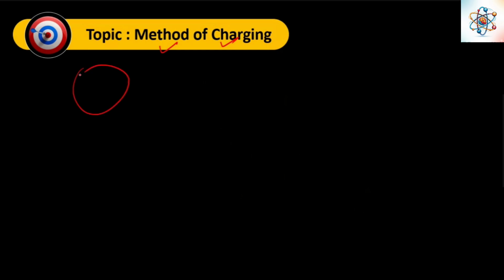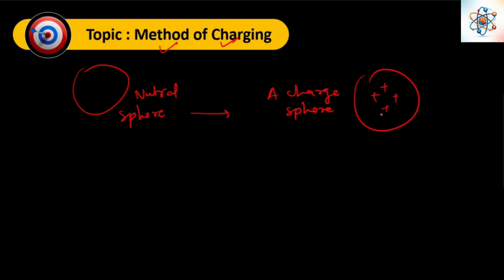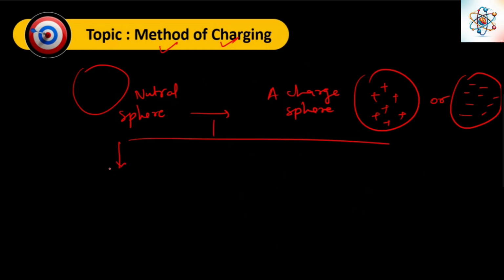So suppose we have a sphere. There are multiple ways of making that neutral sphere a charged sphere, which either has positive charge or negative charge. So what are these ways? Let us understand them. First is by friction we can do that.